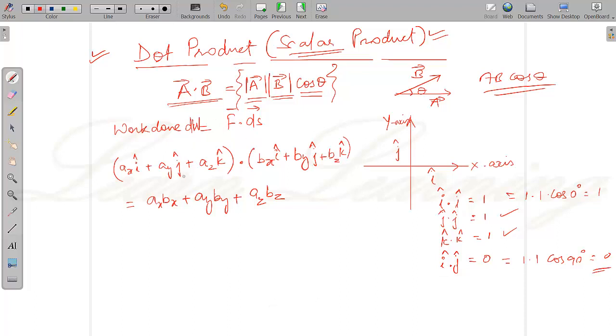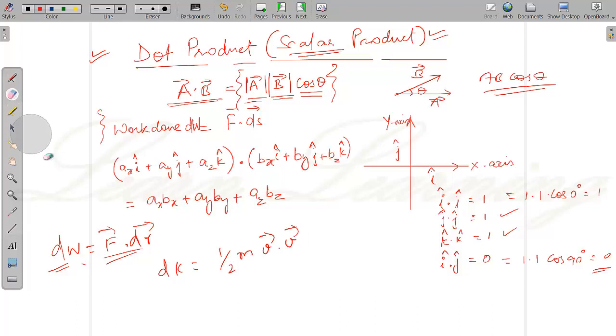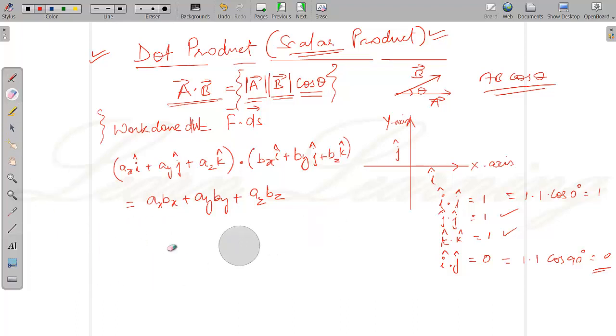Right? Alright. An example of these things is work done. In your future chapters you will see that a small work done dW is defined as the force dot the small displacement vector dr. So this is given by a dot product. Several other quantities will also be given this way, like a small change in kinetic energy, which is given by half m v vector dot v vector. You can forget about this for now. The dot product will be coming in your future chapters as definitions for something.